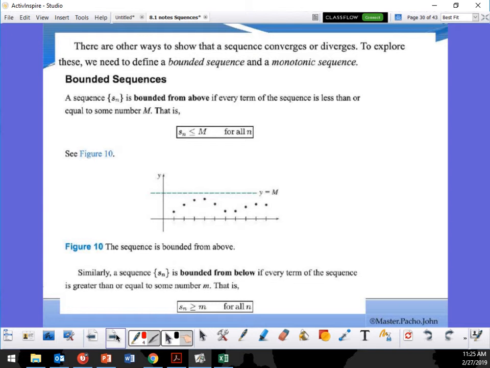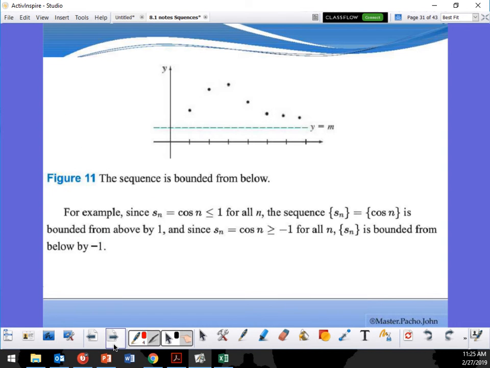Similarly, S of n is bounded from below if every term in the sequence is greater than or equal to some number, lowercase m, so lowercase m would be bounded below. That would be like the minimum. Maximum capital M, minimum lowercase m. Make sense? Yeah? Good. Okay, so bounded in between those things.